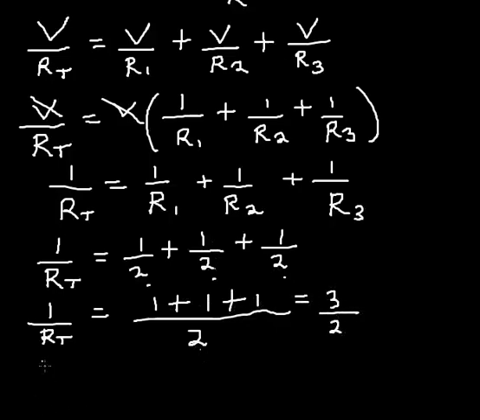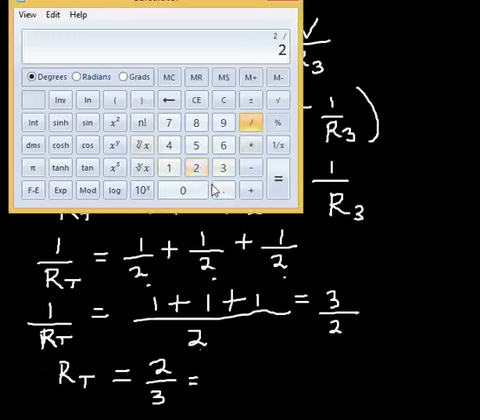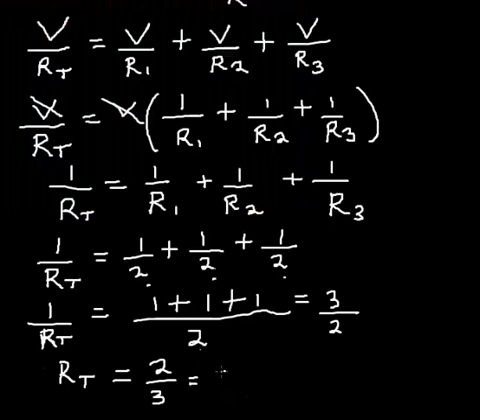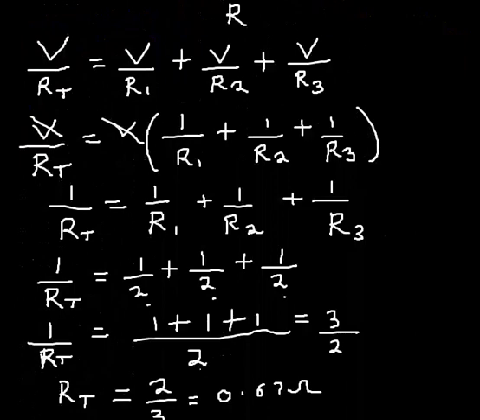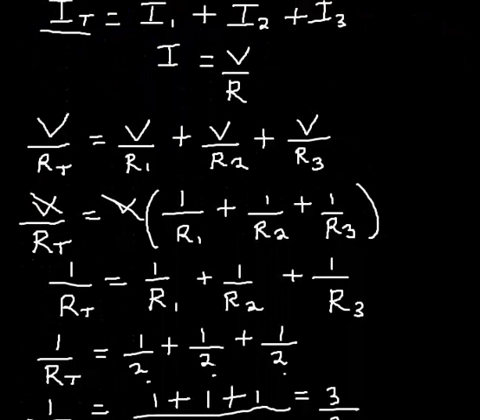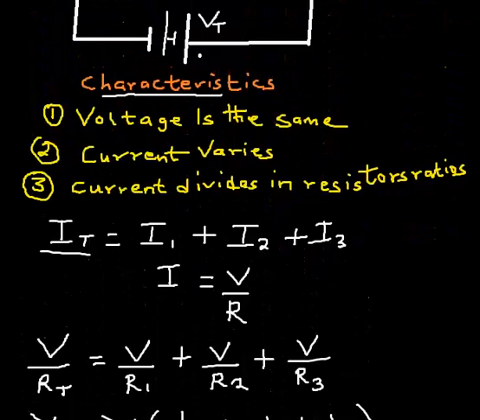To find the total resistance RT, I simply have to reverse this fraction. So 2 comes up, 3 goes down, and what I'll have is 2 divided by 3, which is 0.67 ohms. So that is resistors connected in parallel. Now let's solve questions based on parallel connection.